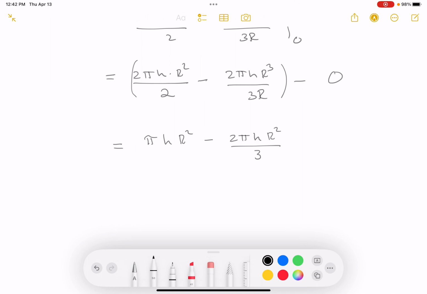So what am I going to do over here? The common denominator is 3, and you get 3 pi h r squared minus 2 pi h r squared. What's that going to be? 3 minus 2 is 1, so it's going to be pi h r squared over 3. The way they wrote it down is 1/3 pi r squared h, and it's certainly equivalent. Thank you.